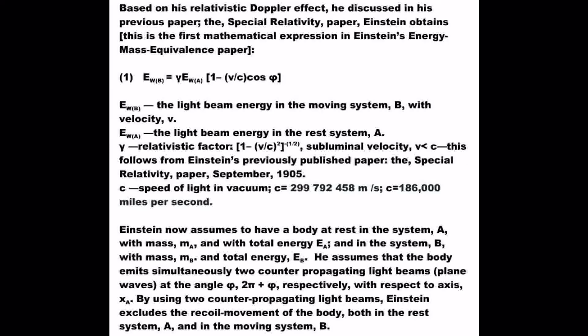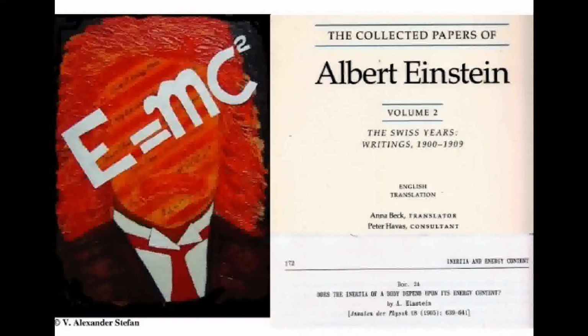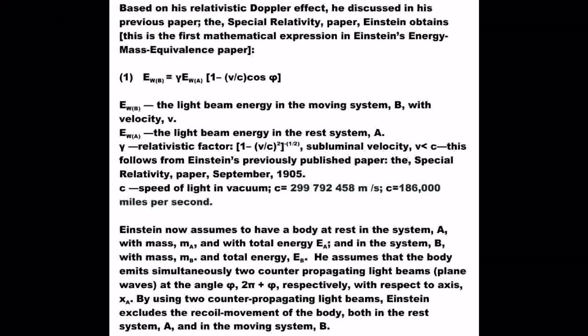Based on his relativistic Doppler effect, which he discussed in his previous paper, the special relativity paper, Einstein obtains the following. This is the first mathematical expression in Einstein's energy-mass-equivalence paper.